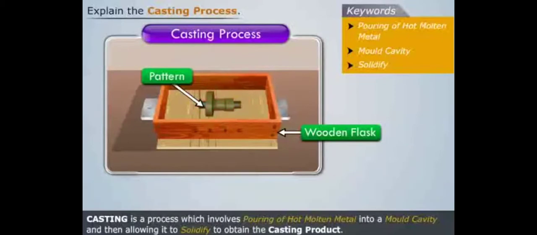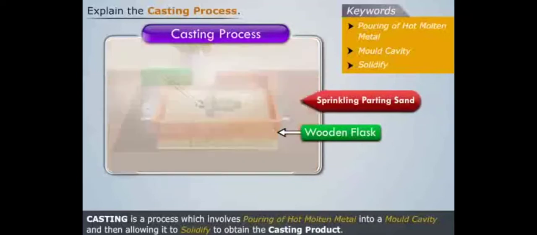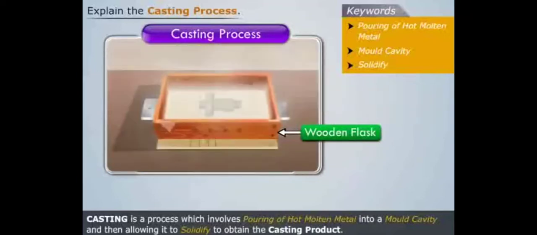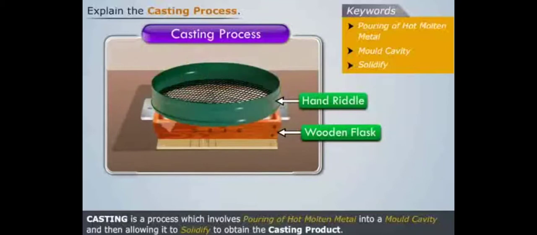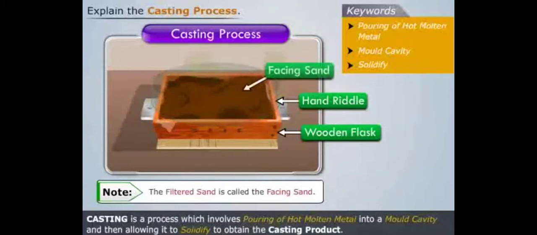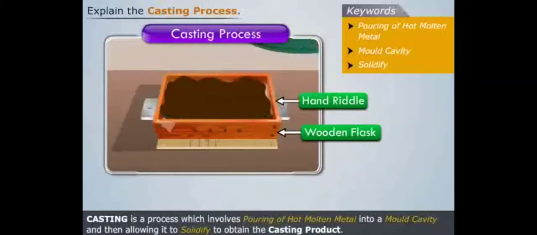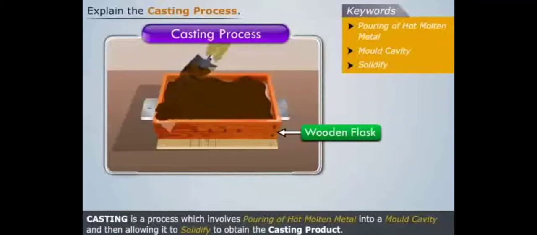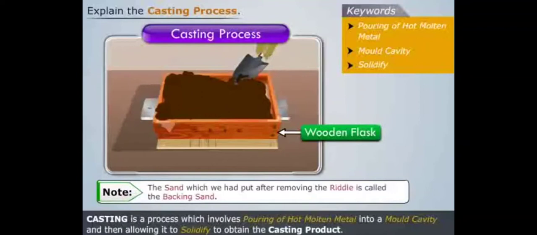Now sprinkle some parting sand in and around the pattern. Then place a hand riddle on top of the flask. Now put some sand in this riddle and then filter the sand. Note that the filtered sand is called the facing sand. Now remove the riddle and put some more sand in the flask till it gets filled completely. Note that the sand which we put after removing the riddle is called the backing sand.